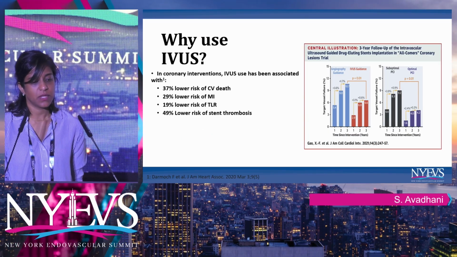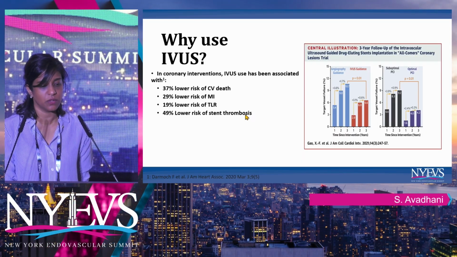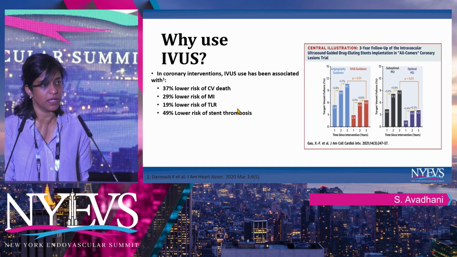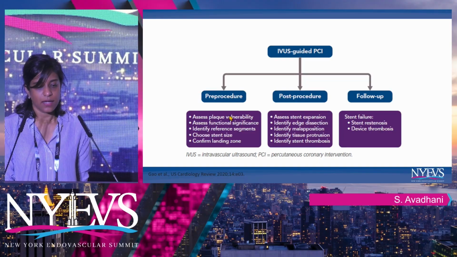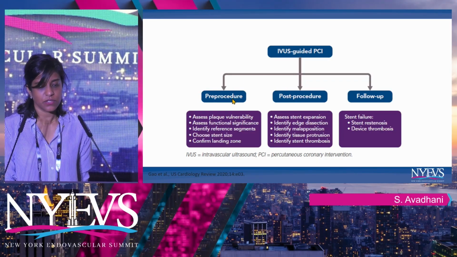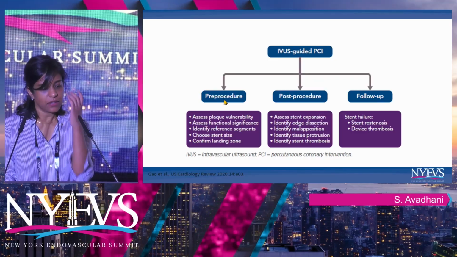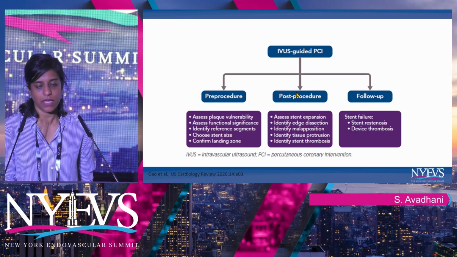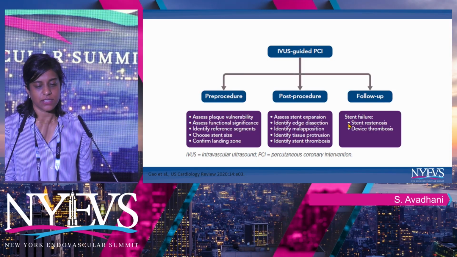Why use IVUS? Because we have a wealth of information from coronary data that IVUS has been associated with lower cardiovascular death, lower rates of MI, lower target lesion revascularization, and stent thrombosis. IVUS usage during cases can help us gauge and plan our procedure. It can help during the case, and also in terms of mechanisms of stent failures, can give us a lot of information when used.